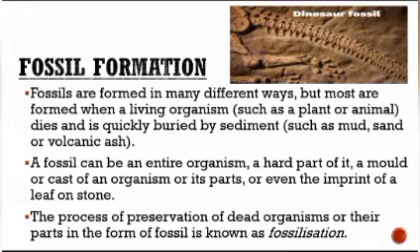Then we are going to discuss our first topic, fossil formation. Fossils are formed in many different ways, but most are formed when a living organism such as a plant or animal dies and is quickly buried by sediment. A fossil can be an entire organism or a hard part of it, or a mold or cast of an organism or its parts, or even the imprint of a leaf on stone. The process of preservation of dead organisms or their parts in the form of fossils is known as fossilization.